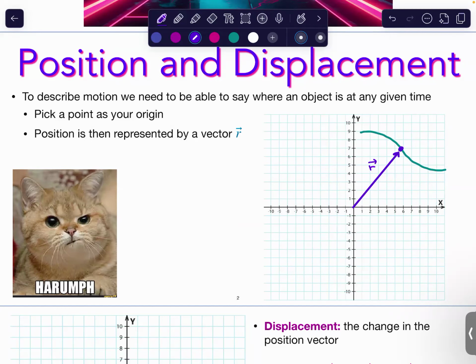Since we're able to define a position vector, you're going to be able to take that apart and do the components, all that good stuff. Position vectors are going to be represented with an R. Now you can imagine we could have a position vector to almost every point along this path.